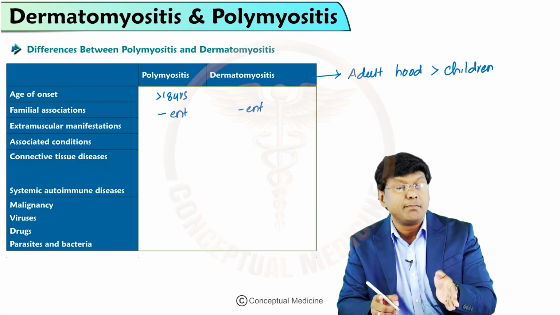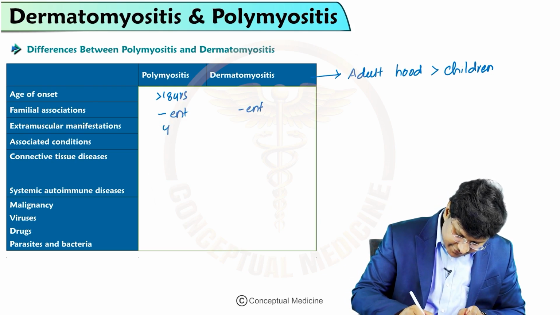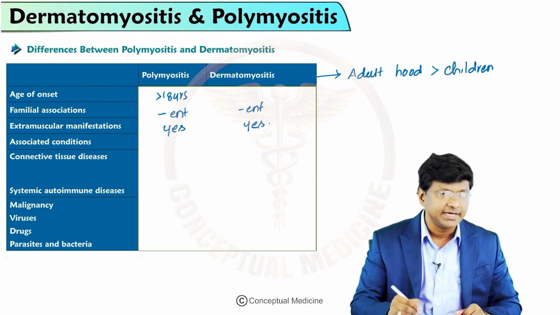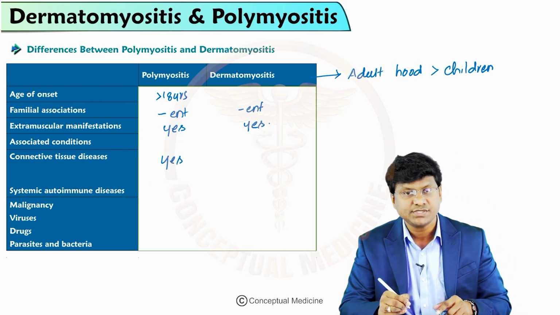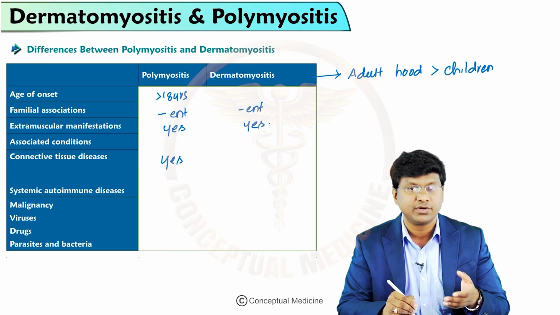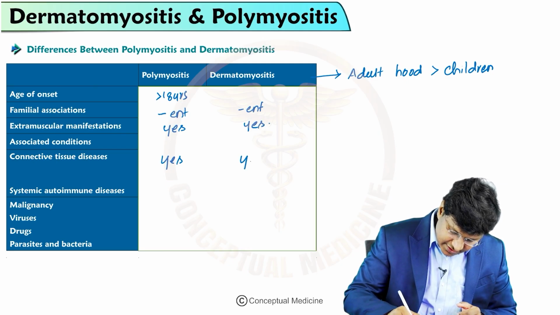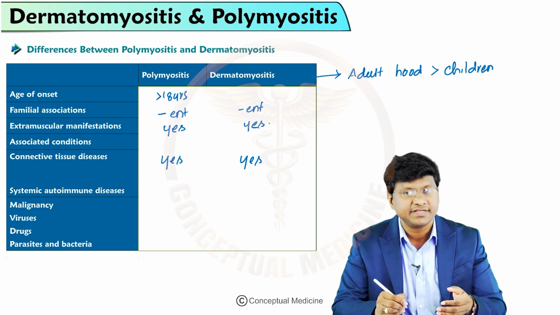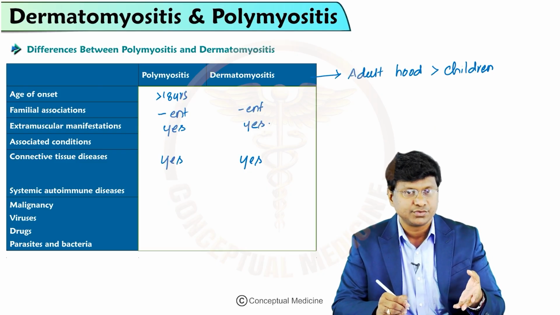And what about extramuscular manifestations? Yes, extramuscular manifestations are present in both. And then the associated conditions. So if you take the connective tissue diseases, yes, there will be associated connective tissue diseases with polymyositis, and that can be your SLE, scleroderma and all. And even there can be associated connective tissue diseases with dermatomyositis as well. And what will be those connective tissue diseases associated with dermatomyositis? That includes scleroderma, mixed connective tissue disease, that is called overlap syndrome, right?